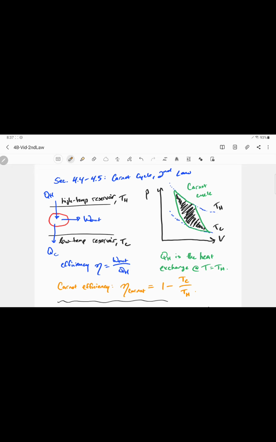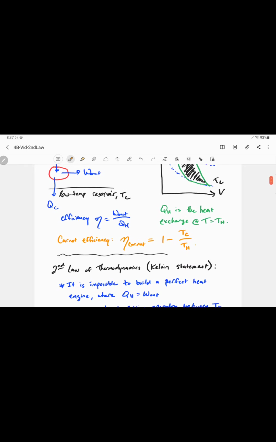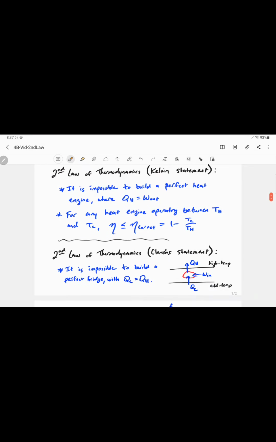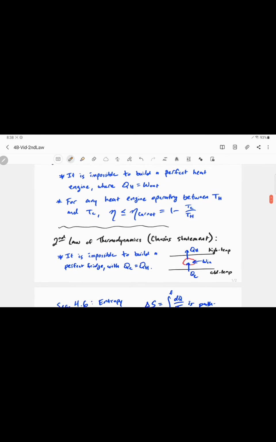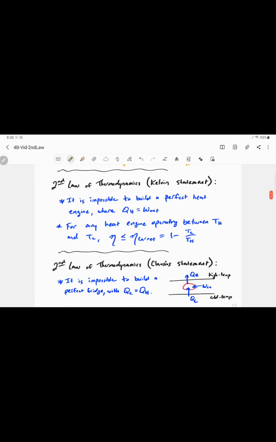So Carnot cycles are super useful. They're the perfect kind of engine. And we didn't talk about refrigerators at all. You're not responsible for it on your homework, but I do want to mention just some basic statements about refrigerators. The point of a refrigerator is to maximize the heat extracted from some cold temperature reservoir.